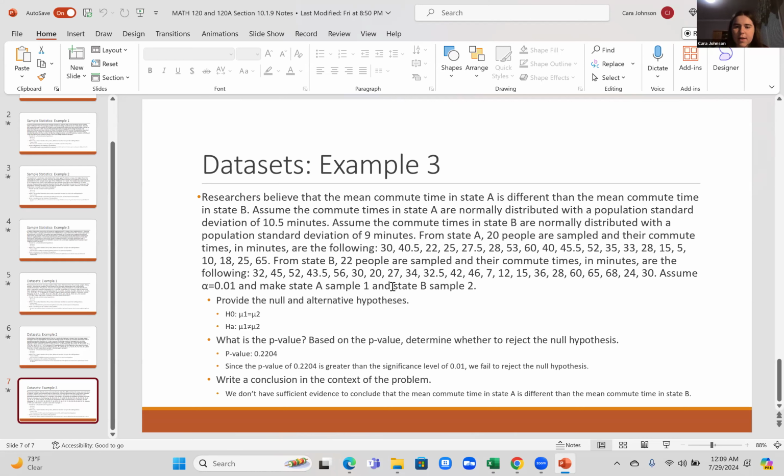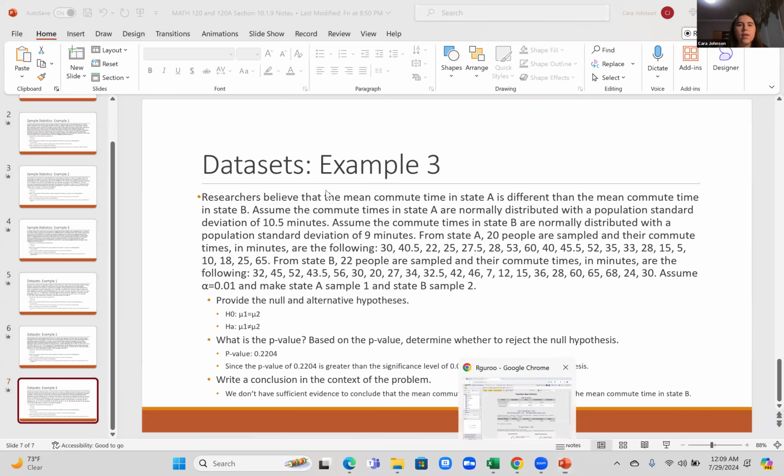State A is sample 1. State B is sample 2. So my null is mu1 equals mu2. My alternative is, as always, going to use not equal to because I said different than. So now let's go to Rguroo and enter it all in.